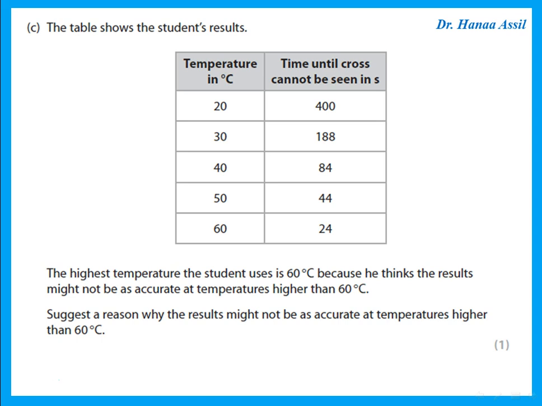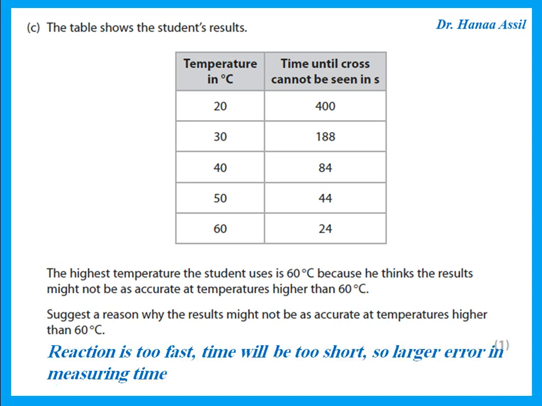The highest temperature the student uses is 60 because he thinks the results might not be as accurate at temperatures higher than 60. So just a reason why the results might not be as accurate at temperatures higher than 60 degrees Celsius. If you look at the time taken for each experiment, when we did it at 20, it took 400 seconds. At 30 degrees Celsius, it took less. At 40, less. At 50, less. At 60, less. That means that at any temperatures higher, then the time will be what? The time would be very small. The reaction is too fast. The time will be too short, so there will be larger error in measuring time. So usually at very high temperatures, it will not be enough time for him to start and stop the stopwatch.